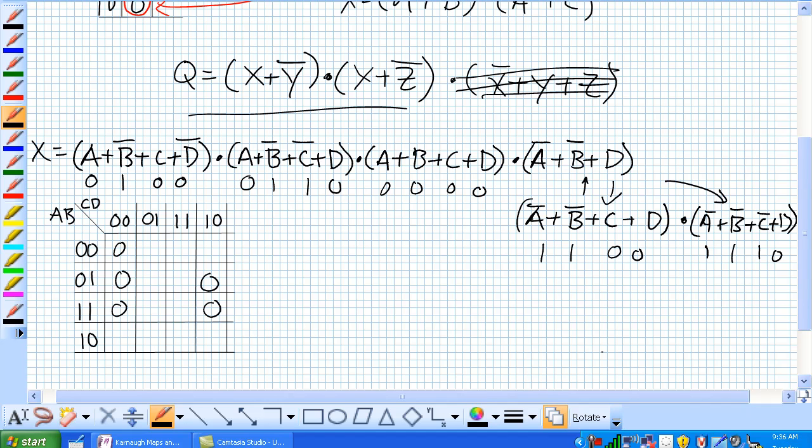Totally correct, right? Wrong. Fooled you, because check this out. We forgot this not D right here. So that not D should be 0, 1, 0, 1, which is going to give us our 0 there. So this one needs to be replaced with that.